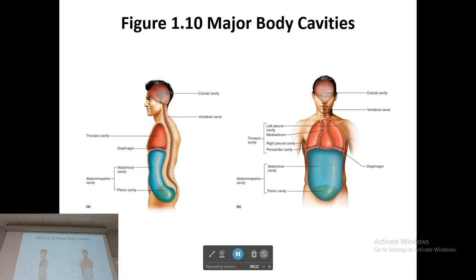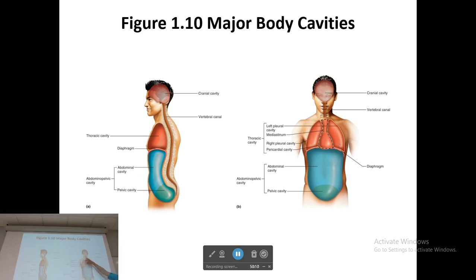Okay, and you do need to know these cavities and these different parts of the cavities. Right here you can see from the anterior view, so that would be the front or the ventral view. Ventral and anterior for humans is the same thing. So from this view, you can see where that mediastinum is, right in the middle. The heart would be right here, the trachea and the esophagus right here. There you've got the lungs, so it's divided up there.